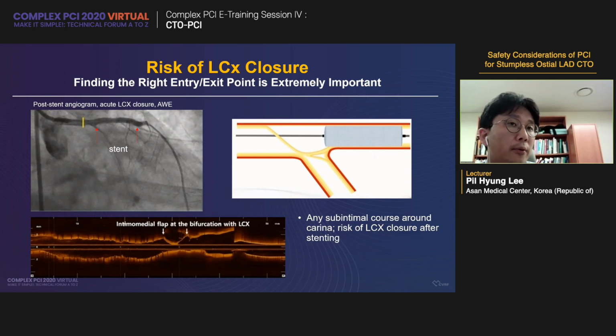This is a case in which the operator succeeded in wiring with the integrated wire escalation technique. After precise ostial stenting, unfortunately, the circ was gone. So what happened? There was a short subintimal course of the guide wire around the carina, and after the stenting, the flap extended proximally, and you can identify the intimal flap at the bifurcation with the circ on the OCT.